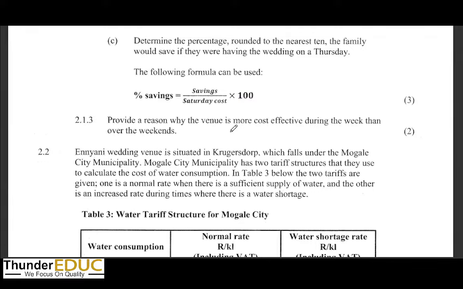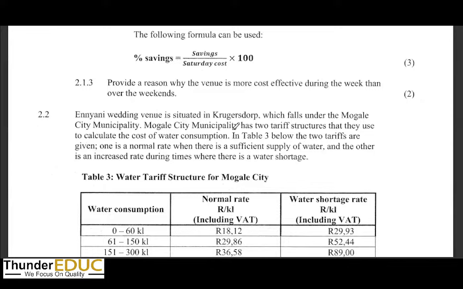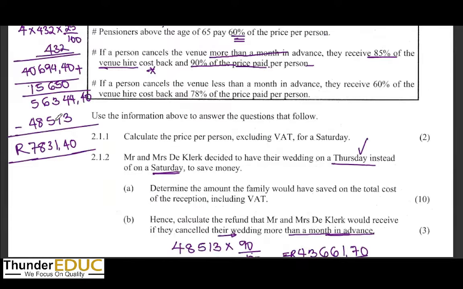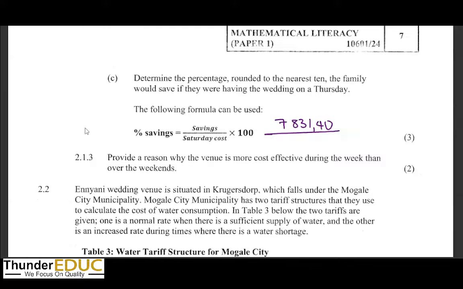Return the percentage rounded off to the nearest 10. The family would have saved if they had a win on Thursday. So the savings, we've already seen them at 7,831, divided by the money they would have used on Saturday, which was 56,844 cents. Then we multiply by 100.